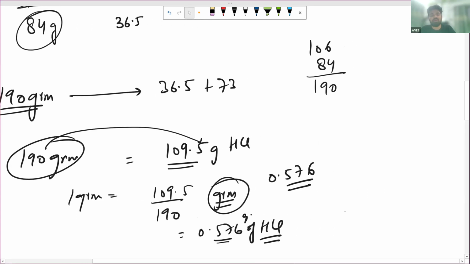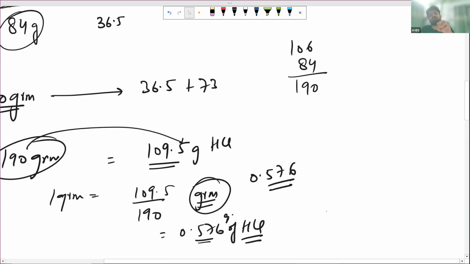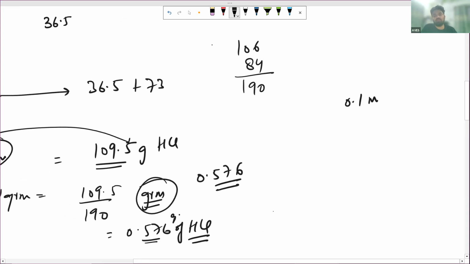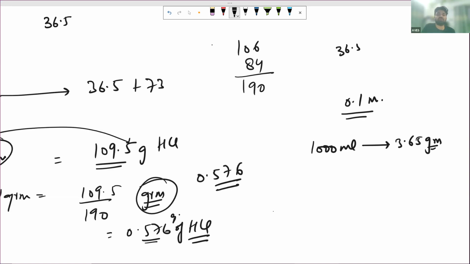This many grams of HCl. But you need to find out that your solution containing HCl is of 0.1 molarity. 0.1 molarity means that 0.1 mole is present per liter of solution. If you have 1 liter of solution, meaning 1000 ml, then in that only 0.1 mole, means 3.65 grams, because 1 mole of HCl has 36.5. So 0.1 mole will have 3.65 grams of HCl. You understood? Yes or no?